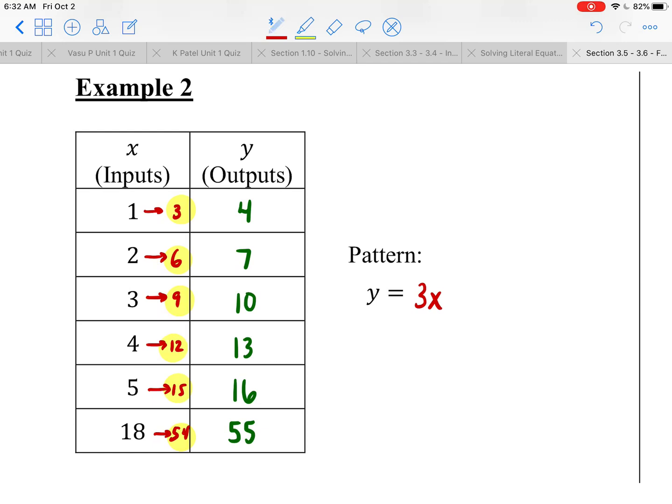And now the question is, how do we get from the yellow number over to the green number over here? So how do we get from 3 to 4, 6 to 7, 9 to 10, 12 to 13? Well, that's actually pretty easy. You just add 1, right?